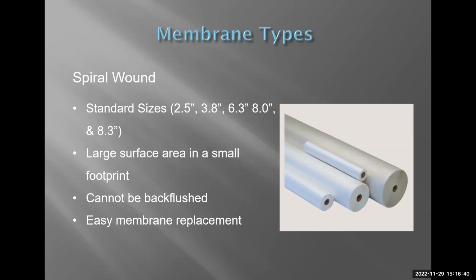The great thing about spiral round membranes is they have a very large surface area for a very small footprint. Again, these are very similar to the membranes that are in plate and frames. They cannot be backflushed because they are a polymeric membrane over a backing material. But the great thing is if you accidentally wreck one, you can easily do membrane replacement by pulling one out and dropping another one into the housing. Typically, these have a 1.1 bar pressure drop across them, and you can usually put 3 membranes in a housing.